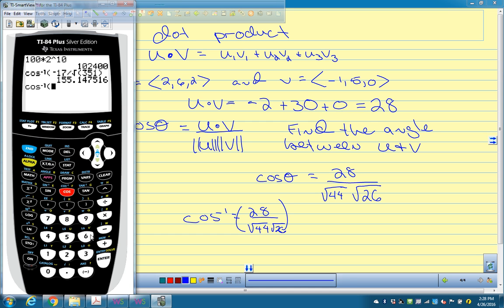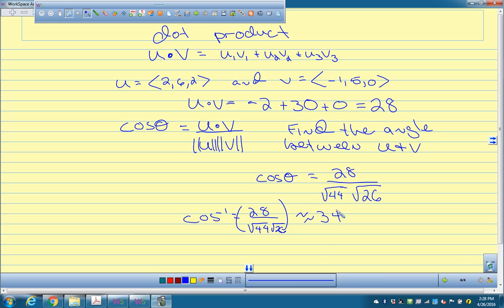So I'm going to go inverse cosine of 28 divided by, and you have to use parentheses on the bottom, otherwise it will divide by one thing and then multiply. Square root of 44, close that parentheses, another parentheses, square root of 26, close that parentheses, close that parentheses. Let's see if that works. And I get 34.12 degrees. So that is approximately 34.1 degrees.